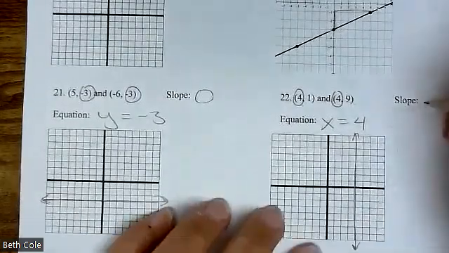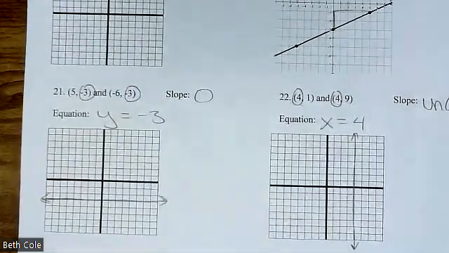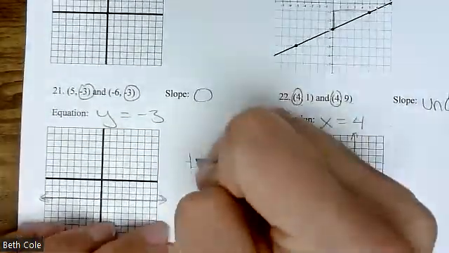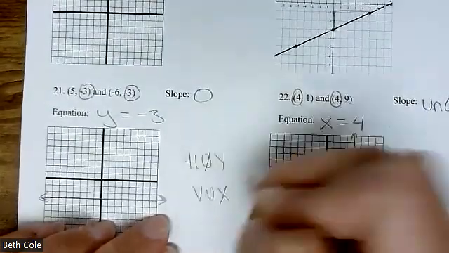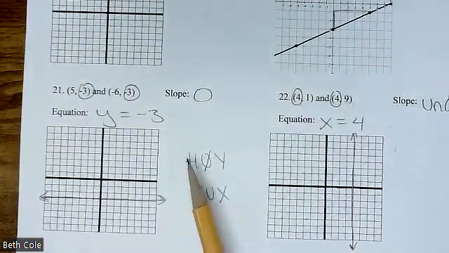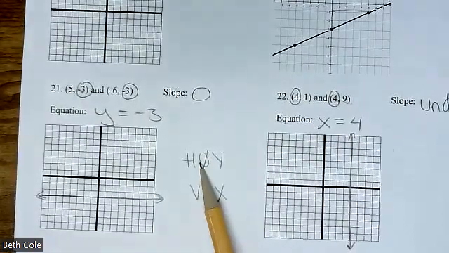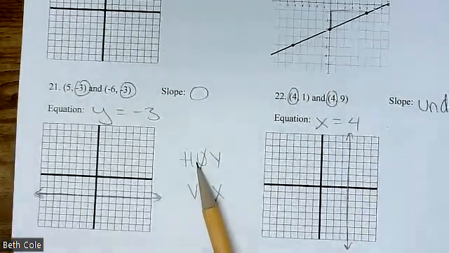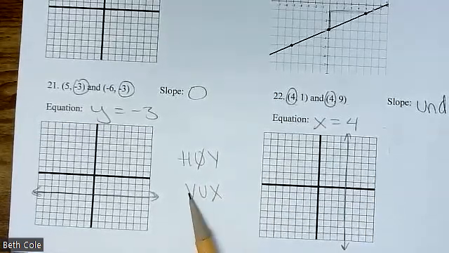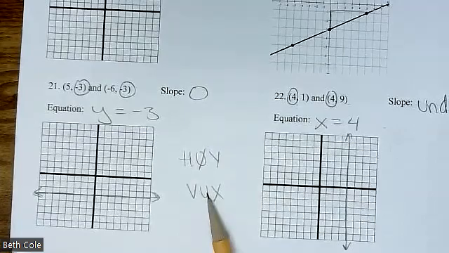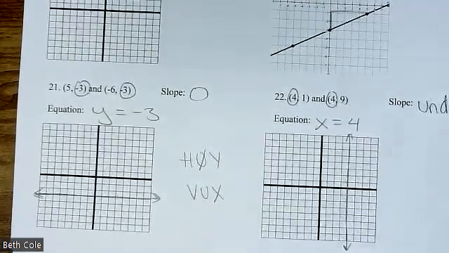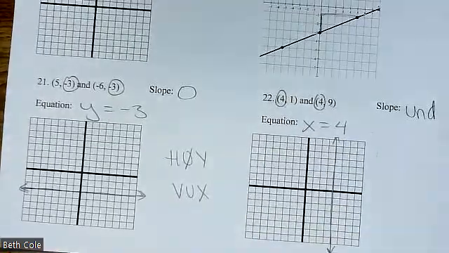It's undefined. Did your teacher teach it to you, Hoy Vux, that acronym? I know it's not a word, but neither is PEMDAS. It's just an acronym to help you remember. Horizontal lines have 0 slope and they are y equals. Do you remember what this is? Vertical, undefined, x equals, x values. Okay, so you can save yourself a lot of work if you notice that stuff.